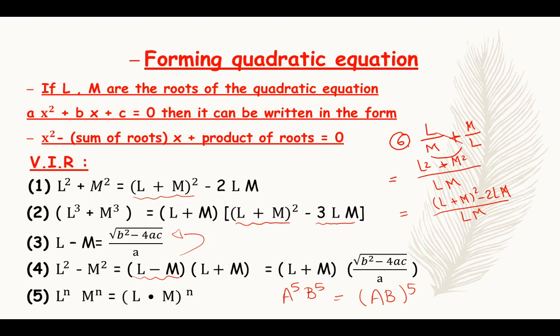Another one, if we want to multiply L over M by M over L, in this case you can cancel M with M and L with L, and the result will be equal to 1. Okay? Let's go to our first example.